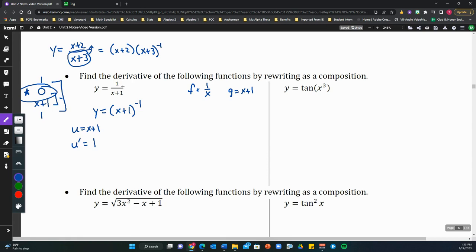So we can still break those pieces apart. So what I'm going to do now is rewrite the original in terms of u. So y equals u to the negative first. And now we do calculus.